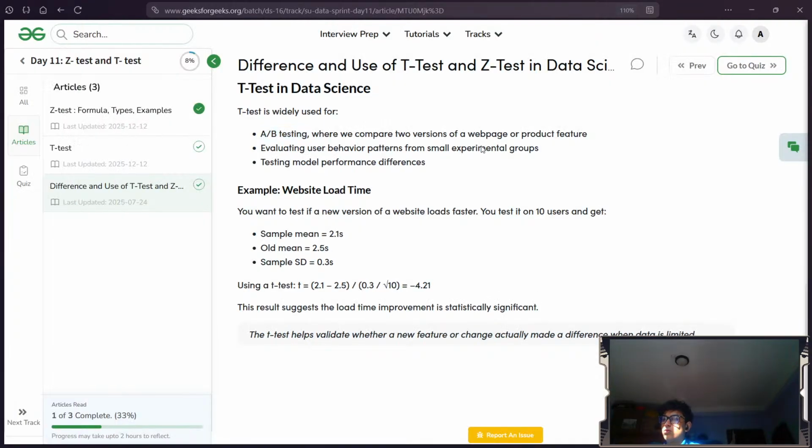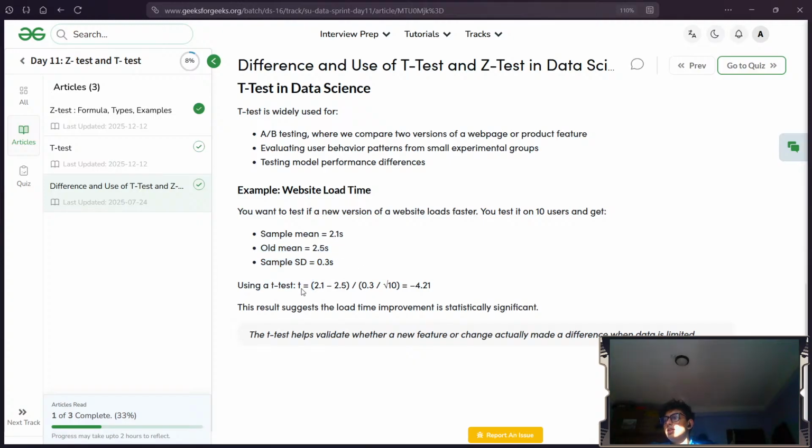Okay. No alpha beta. It's A/B testing, where we compare two versions of a web page or product feature, evaluating two user behavior patterns from small experimental groups, testing model performance differences. Example, website load time. You want to test if a new version of a website loads faster, so you test it on 10 users and get sample mean 2.1 seconds, old mean 2.5, and sample standard deviation 0.3.